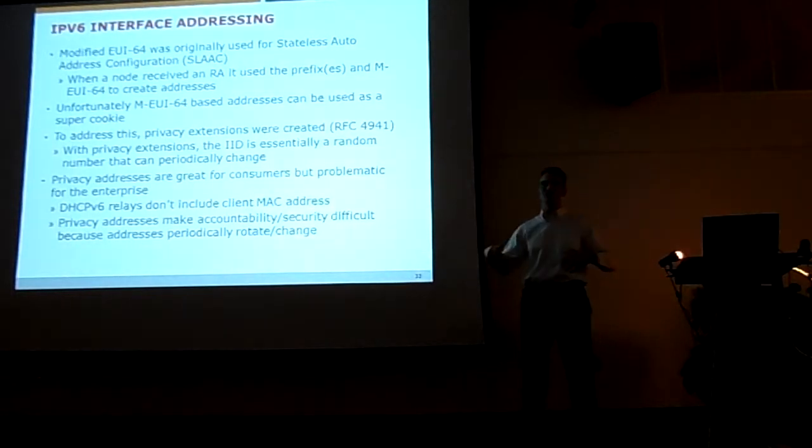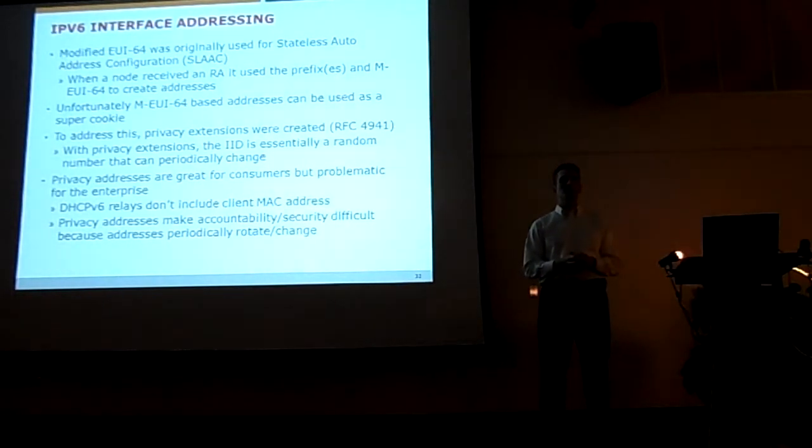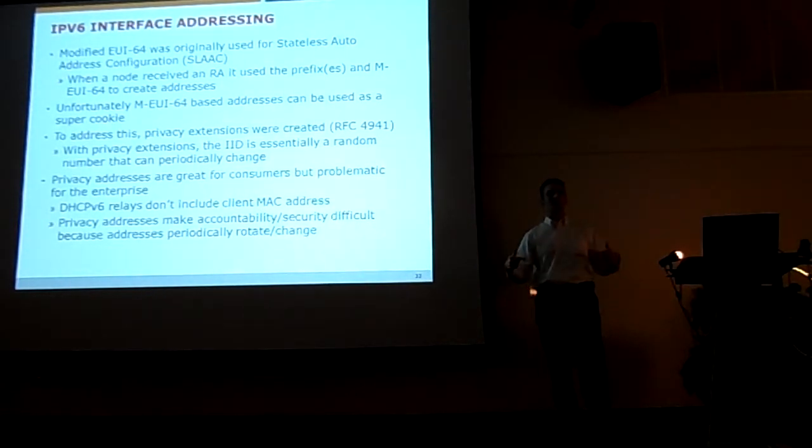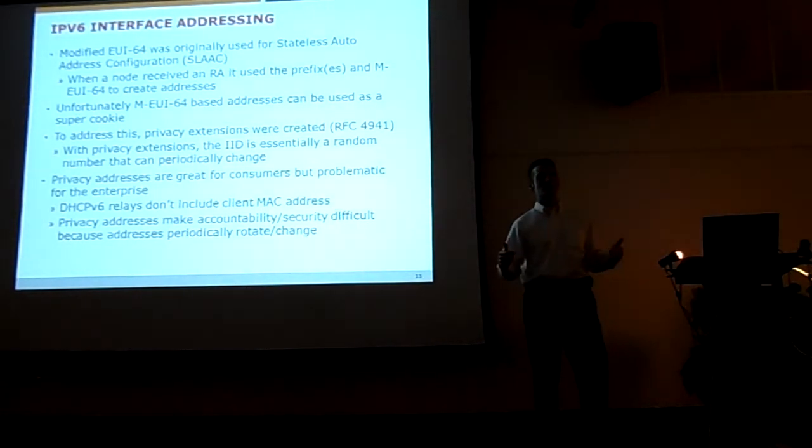So in order to fix that, we now have this idea of privacy addresses. A privacy address is totally randomized and changes over time. The good thing is, you can't be tracked. The bad thing is it keeps changing. For example, in Windows, it changes every 24 hours.